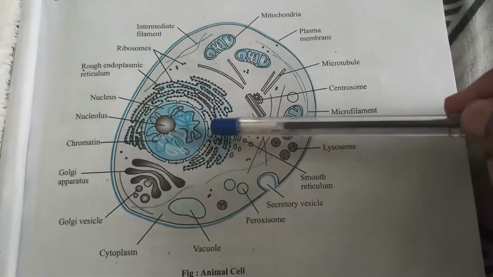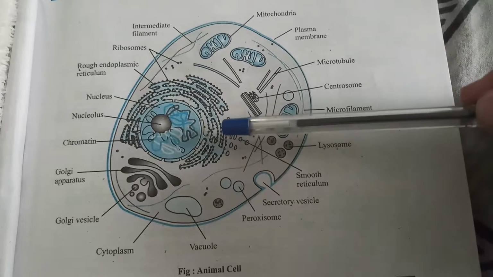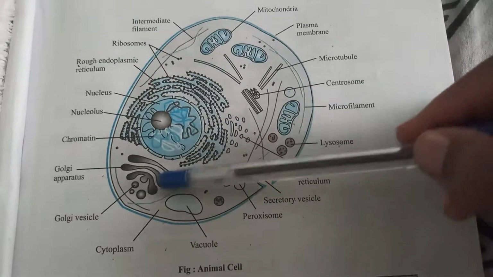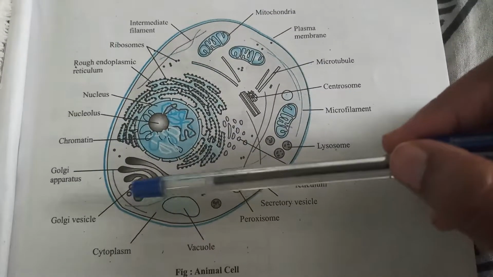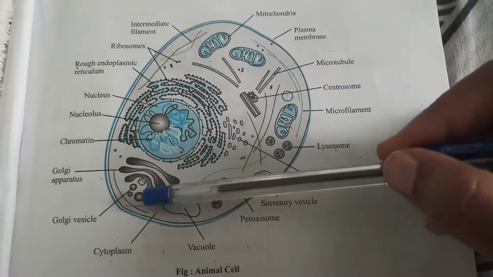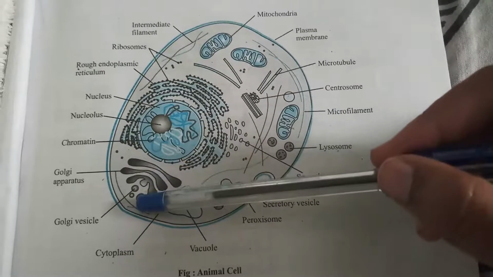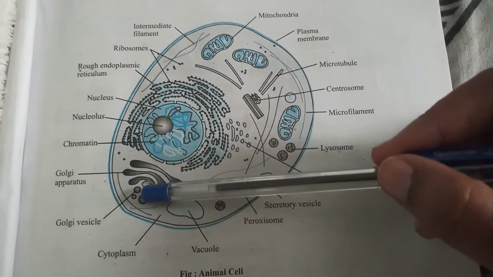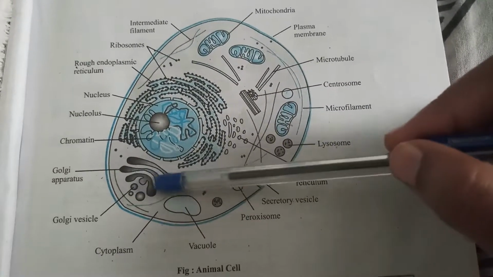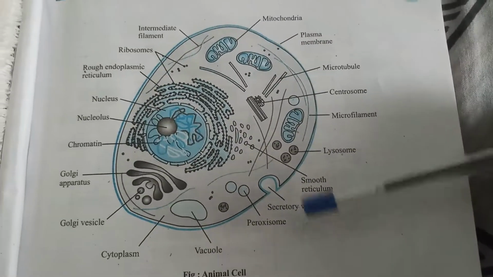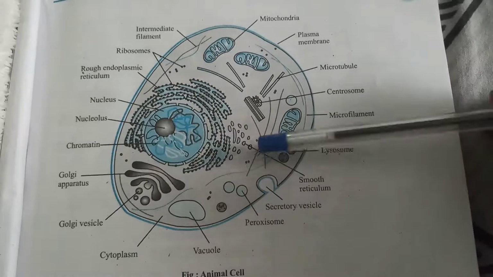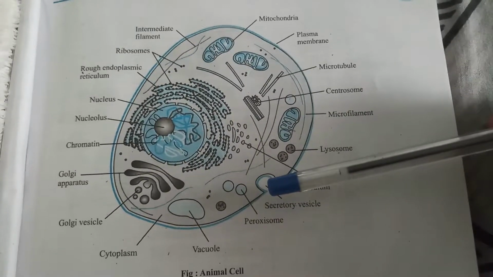Whatever is synthesized by the smooth endoplasmic reticulum and rough endoplasmic reticulum is sent to the Golgi apparatus for packing. So the Golgi apparatus is responsible for packing the proteins and lipids into glycolipids and glycoproteins, and later they are transported in the form of Golgi vesicles. So altogether we call it the Golgi apparatus. And next we have the secretory vesicles. Whatever cell contents are inside are transported to the outside through the secretory vesicles.